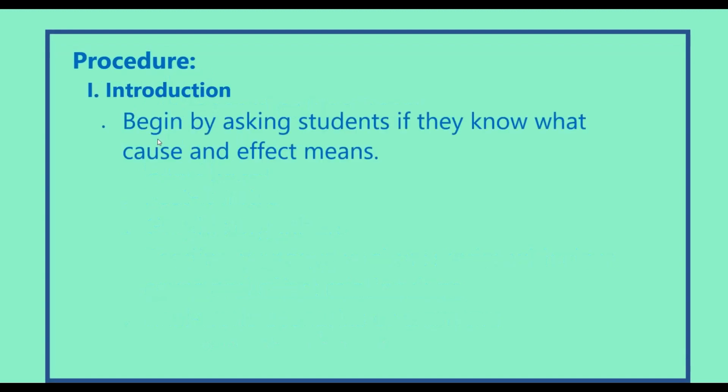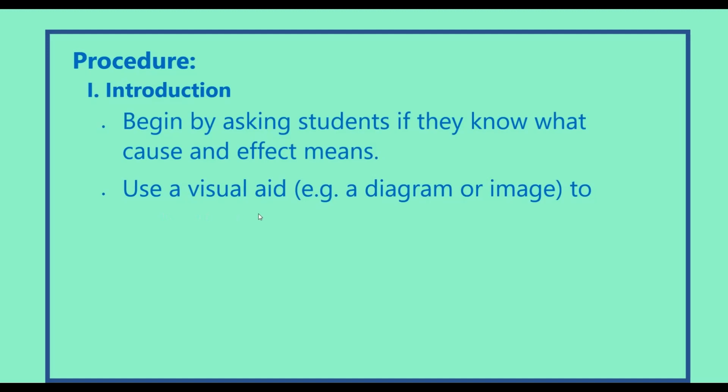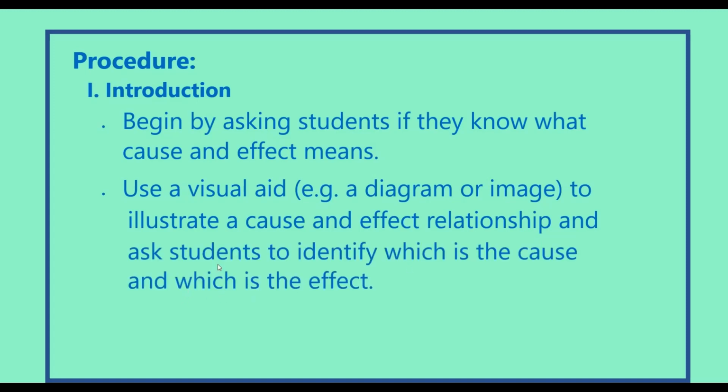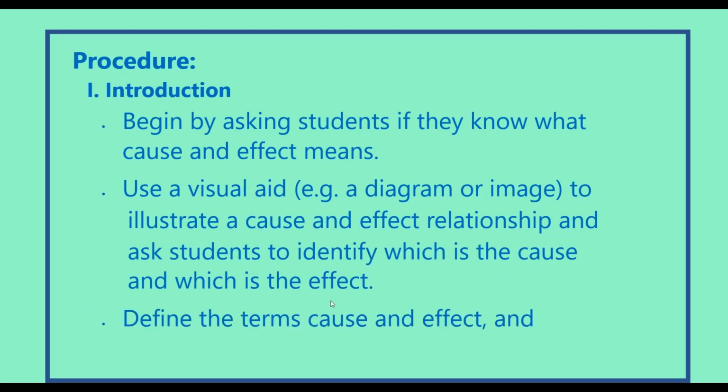Procedure. Introduction. Begin by asking students if they know what cause and effect means. Use a visual aid, for example a diagram or image, to illustrate a cause and effect relationship and ask students to identify which is the cause and which is the effect. Define the terms cause and effect and provide some examples.